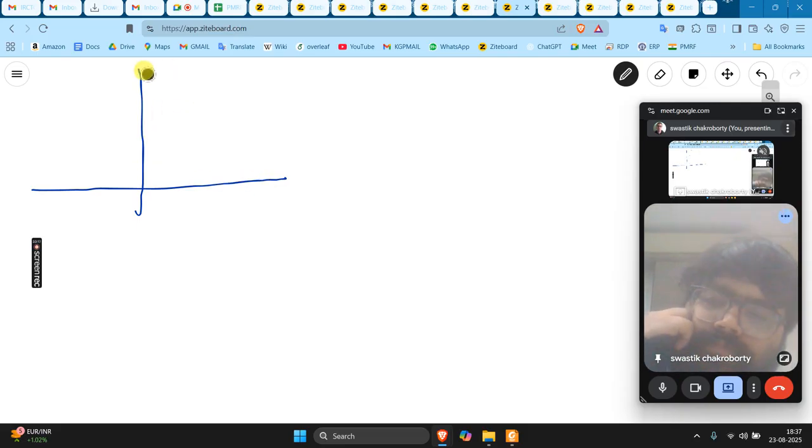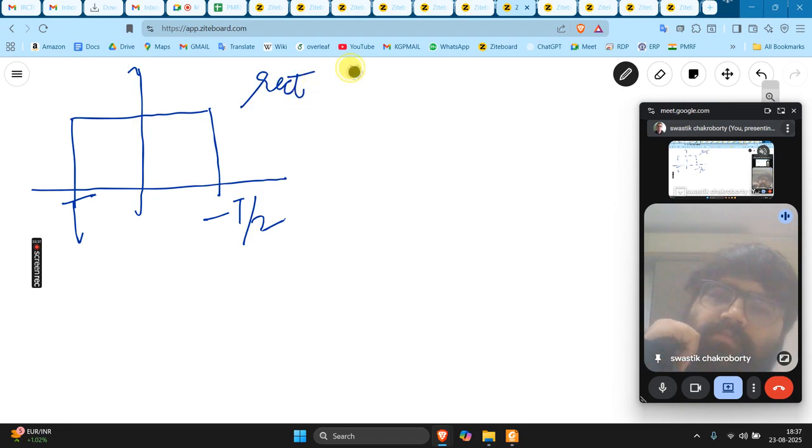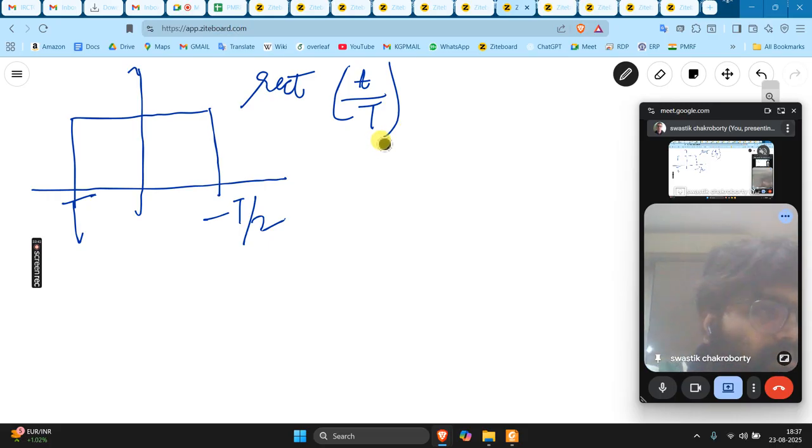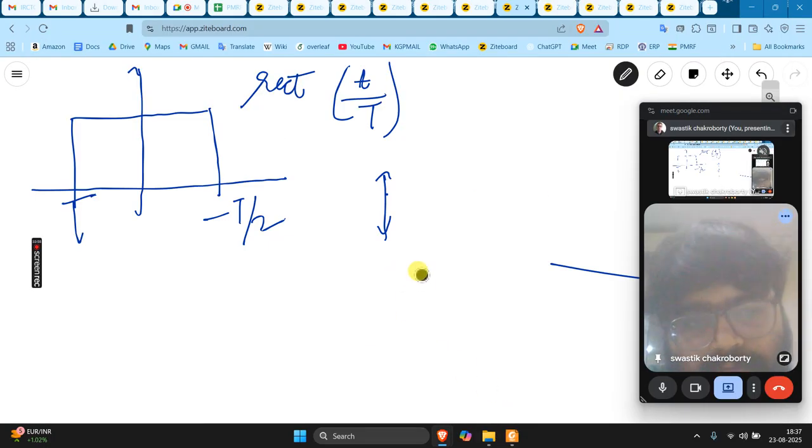Okay, so rectangular T by T means here minus T by 2 to T by 2. You have to find the ESD of this signal, and then you have to find the null frequency.